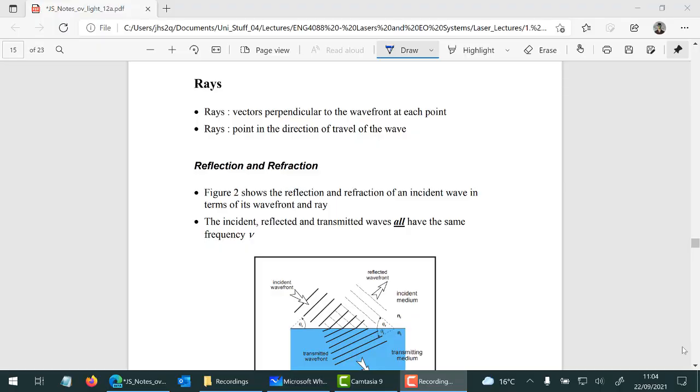So this section deals with the description of light as a ray. Essentially we think of the light as just being a single line, a beam, travelling from the source to the target or the observer or whatever it is that we're interested in looking at or understanding. Rays are represented by vectors which are perpendicular to the wavefront at every point, and point in the direction of travel of the wave.